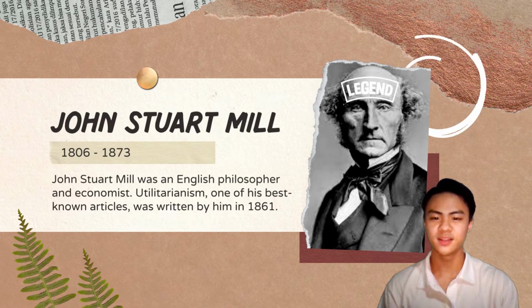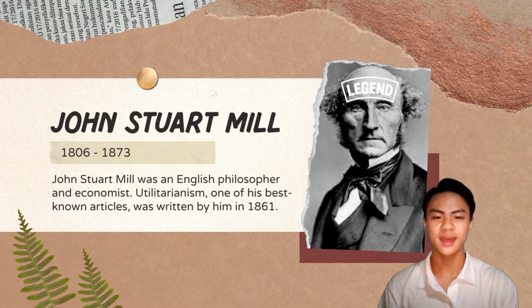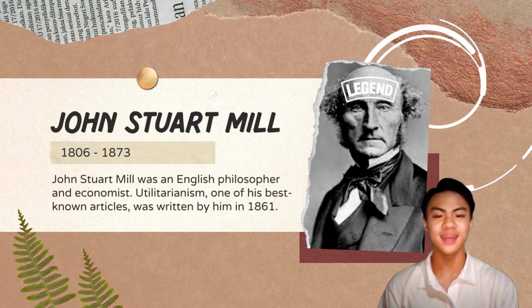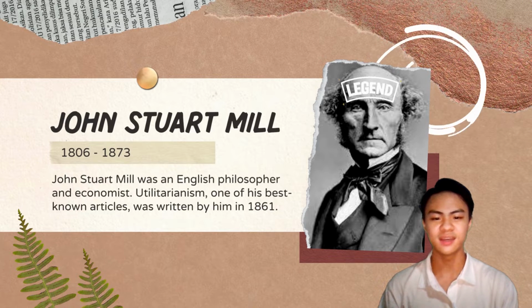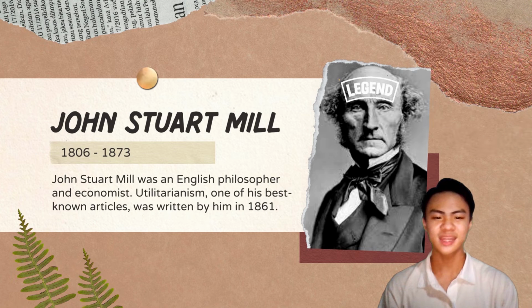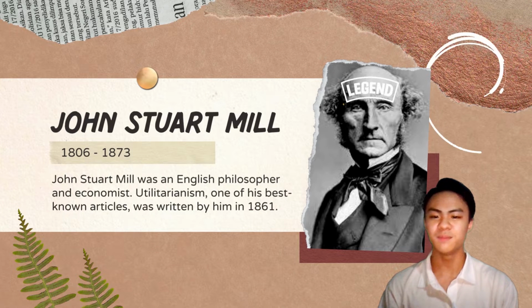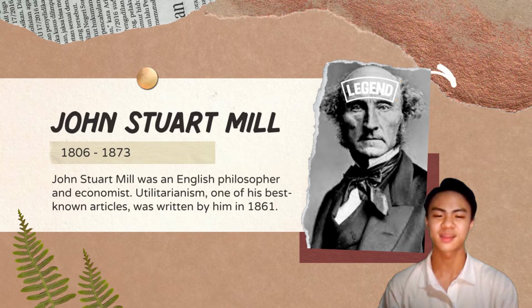John Stuart Mill was an English philosopher and economist. Utilitarianism, one of his best-known articles, was written by him in 1861. Understanding the context of Mill's essay requires knowledge of his own life story. James Mill, Mill's father, instilled in him a strictly utilitarian perspective. Additionally, Jeremy Bentham assisted in Mill's upbringing, and Mill greatly appreciated Bentham's works.